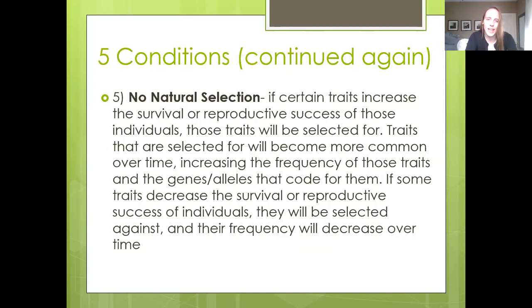And then lastly, there can't be any natural selection. If a trait increases the survival or reproductive success of an individual, it will be selected for and it will become more common in the next generation. So if we want the gene frequencies to stay the same from one generation to the next, which is what equilibrium is, then there can't be any selection of certain traits because that would increase their frequency. So just like there can't be any sexual selection and the mating has to be random, there can't be any natural selection either, because both of those things would change the frequency of genes in the next generation.